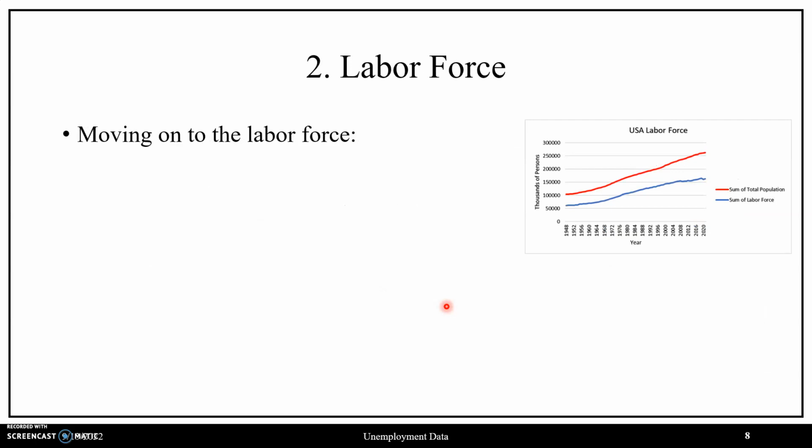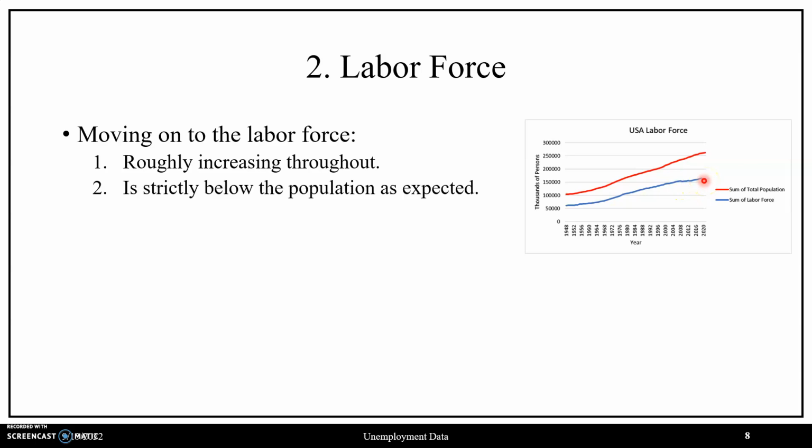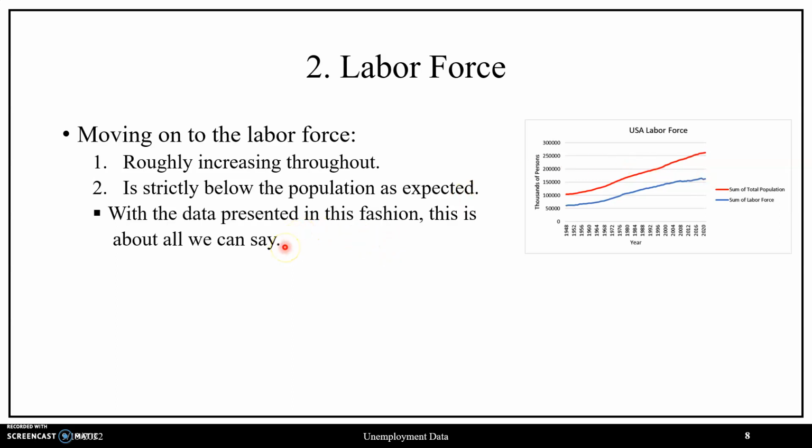So with this in mind, proceeding on to the labor force, we have our initial run plot on the right, in which the labor force is going to be in blue, and our total population that we looked at before is in red. Upon inspection, we see with this run plot, like with the total population, as time progresses, so does the labor force in terms of it increasing. And we see that the labor force is strictly below total population throughout the course of the run plot, which is to be expected given that it is only a portion of the total population. And with how the data is presented, this is about all that we can say.